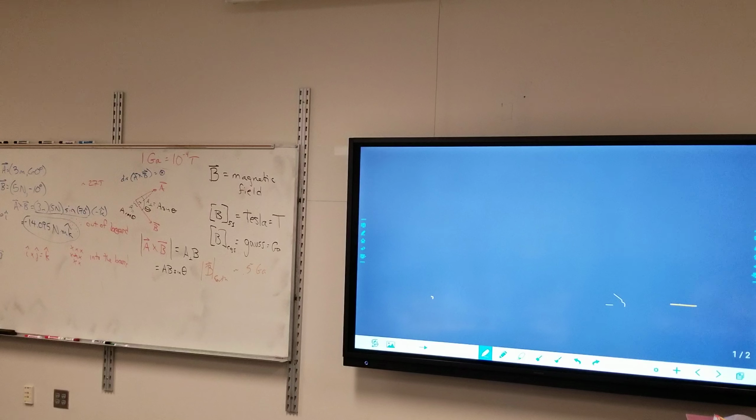Why is it negative K hat? Because I gave the 2-dimensional polar coordinates here. A is this way, B is that way. So A cross B, thumb points into the board. And with I hat and J hat defined this way, K hat's out of the board. That's why negative. Questions at this point?